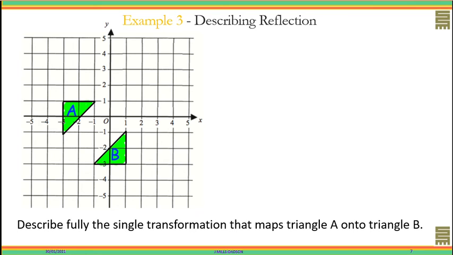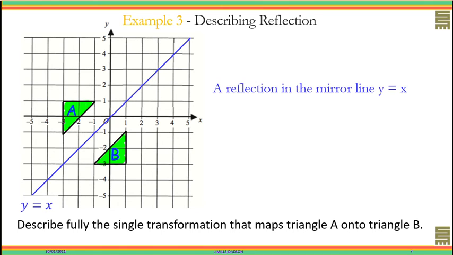Okay, let's look at this one. You realize that this is definitely a diagonal reflection. What is the equation for our line? This is y equals x. So we say this is a reflection in the mirror line y equals x.